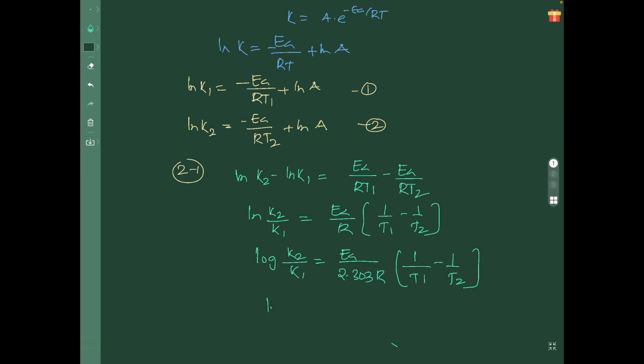Or log K2 by K1 is equal to Ea by 2.303 R into (T2 minus T1) by T1 T2. This is a very important equation, and you need to remember it. For two different temperatures, rate constants can be calculated using this expression. Very important. You have to work on this. And one last line, we'll take up a graph and conclude this one.